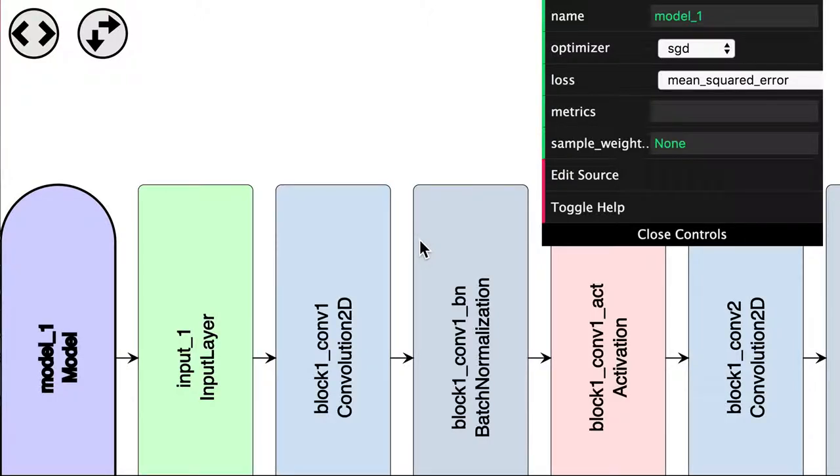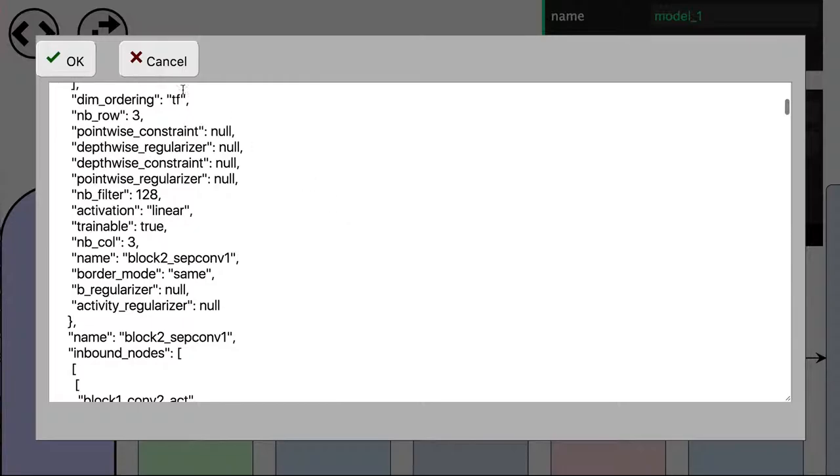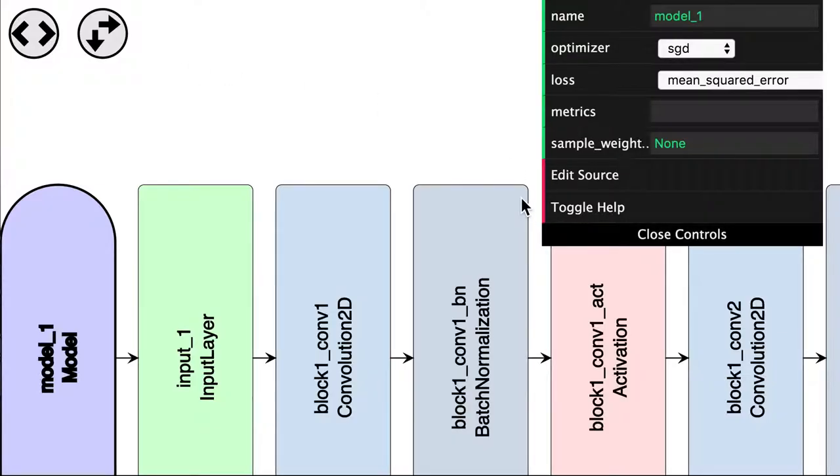Hello, this is Loredana from Quip, and I will present you our visual editor for Keras Models, which is a deep learning library. It can take any existing Keras model in its JSON format and display a diagram of that model.